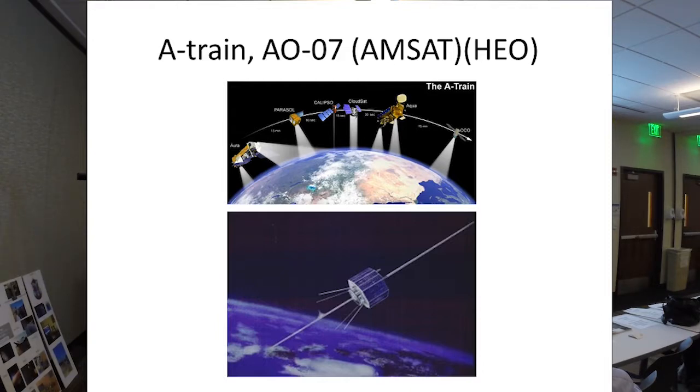This is AO-7. It was launched about 7 years ago by AMSAT, and it is in a high Earth orbit. It's more expensive to get high Earth orbit, but it has a much bigger footprint. So you can, as I said, I could talk from St. Louis to Germany and things like that.